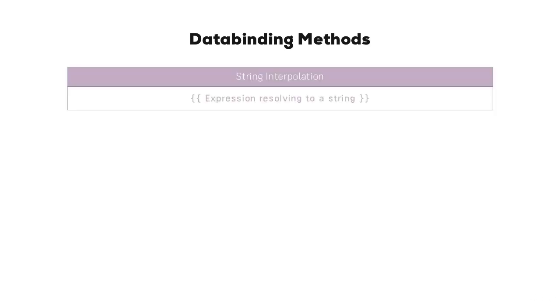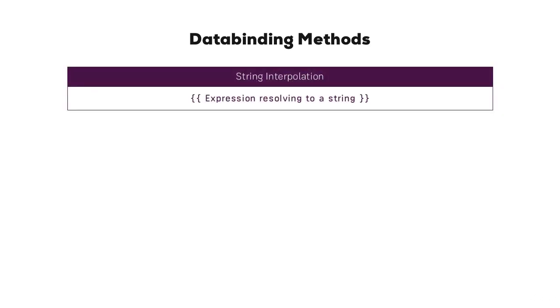So which data binding methods do we have? We got string interpolation, which has this syntax, double curly braces, and then an expression which resolves to a string. And you already saw that in the first app where we output title between curly braces. Title was referring to a property of this component, which was a string. Therefore, we were able to output it because, as it's written here, the expression you want to output has to resolve to a string in the end.